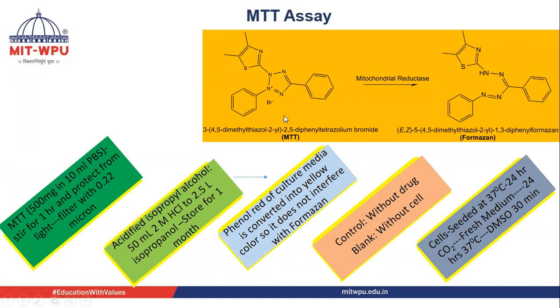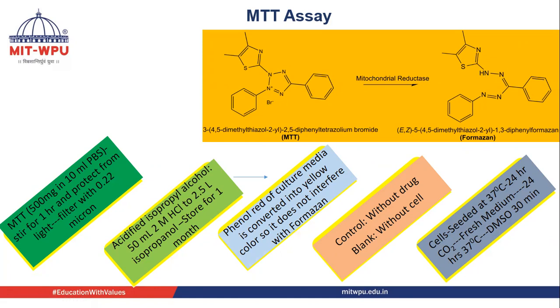So this is MTT, and with mitochondrial reductase, it is reduced to formazan. So addition of hydrogen is there. This bond is reduced and hydrogen is attached here. And this is happening in the mitochondria. MTT is permeable, and it reaches the mitochondria where the mitochondrial reductase enzyme is there, which causes the conversion of this MTT to formazan. This is the principle of the MTT assay.